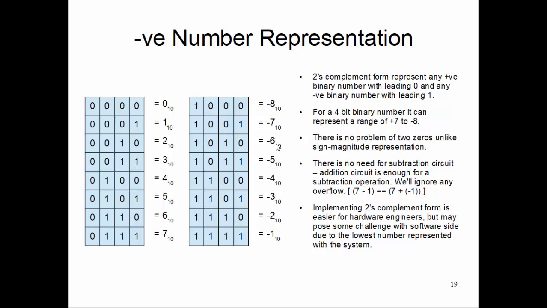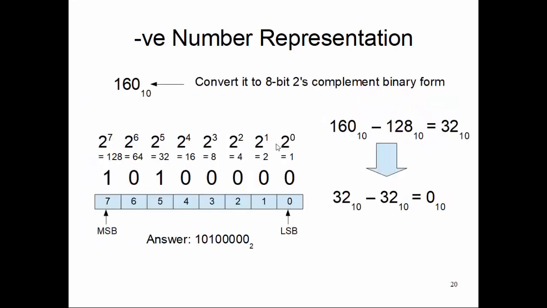So you need to understand this number system very carefully, and this is very important. All right, let's take an example. Let's say I want to convert 160 base 10 to an 8-bit 2's complement bit pattern, the 2's complement binary form. We put the indices 0 to 7, LSB, MSB, and the decimal weights, and we know how to convert.